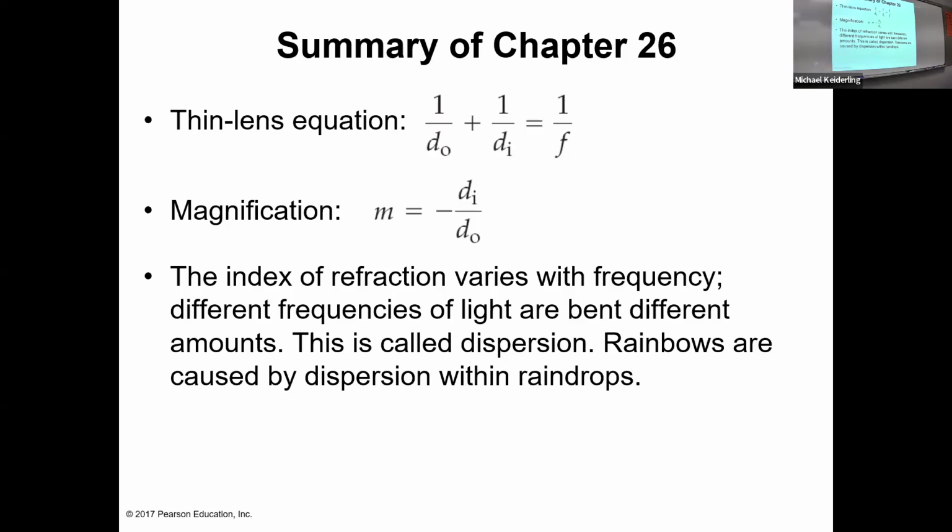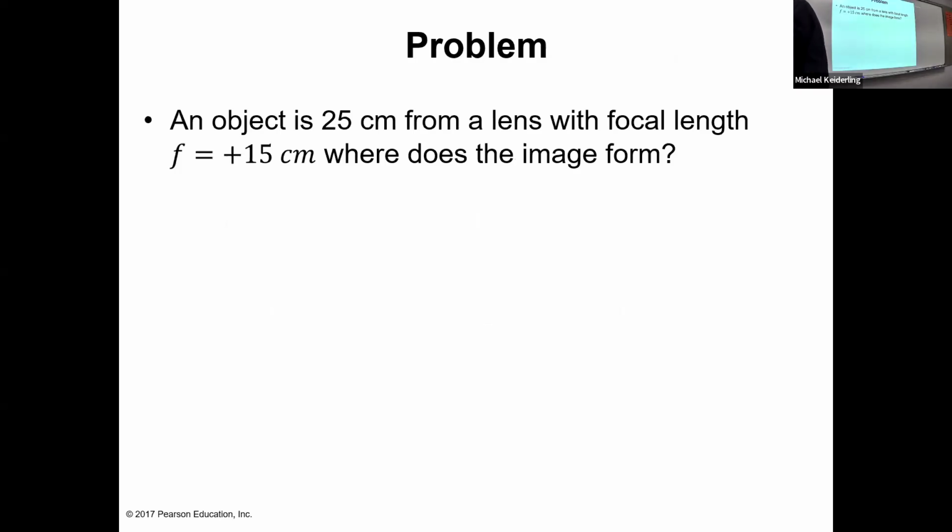The index of refraction will vary with frequency. Different frequencies of light get bent different amounts. This is called dispersion, and rainbows are caused by dispersion within raindrops, and a bunch of other effects. It's actually a lot more complicated than simple dispersion, but part of the process is dispersion in raindrops.